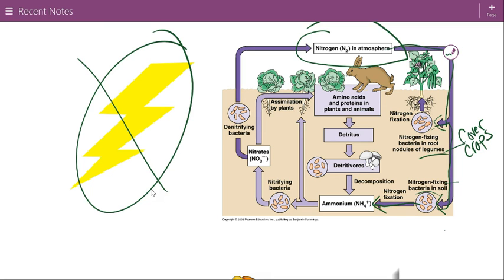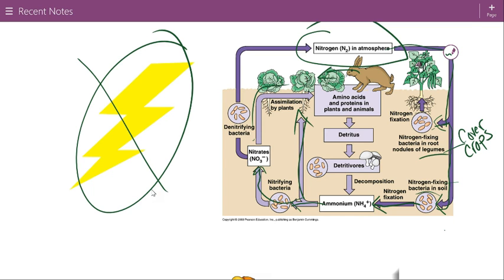Now, ammonia is still not exactly what we want, and so then there are some more bacteria that process the ammonia into nitrates. And then sometimes it's absorbed directly into the plants. Sometimes it goes through another cycle and then nitrites are formed. But we'll talk about that again in a moment. Okay, so then it's absorbed into the plants.